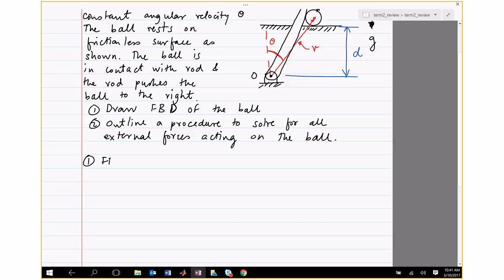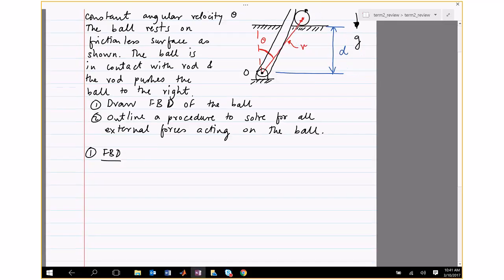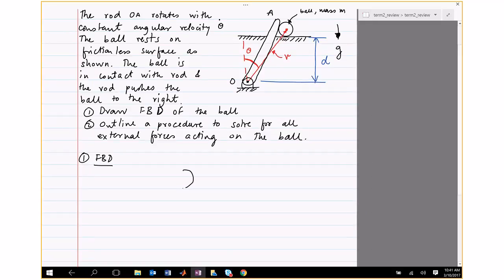So free body diagram of the ball. Let's draw the ball. Now the ball is in contact with the surface. The moment I remove the surface from the ball, I have to replace the effect of the surface on the ball with a force. That force is clearly going to be in the normal direction. Let's call this N1. There is no friction force, so I don't need to put any friction force there.